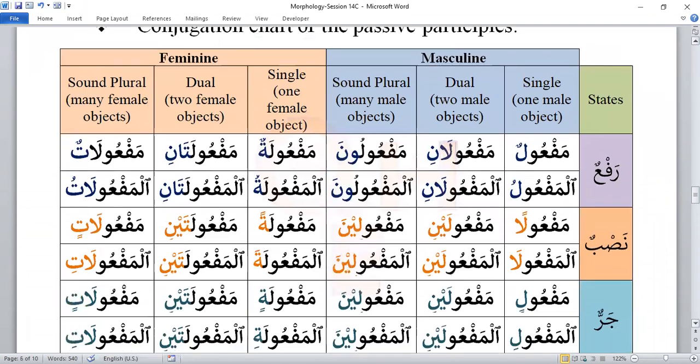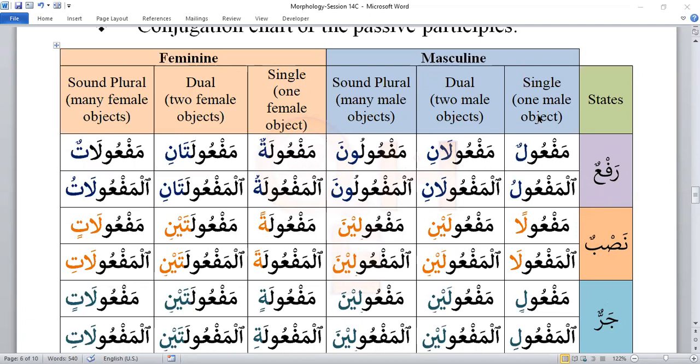Okay, so this table carries all the conjugations. The way we learn for ismul fa'il, same thing. The conjugations will vary based on the three states: default, nasb, jar, and singular, dual, plural for masculine and feminine. Okay, let's go over the default state conjugations.